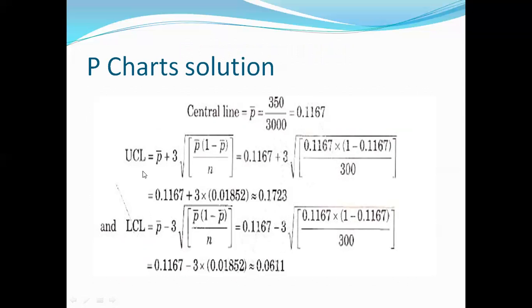Now the upper control limit is calculated with the help of this formula. The number of samples inspected is 300. So the UCL value will be 0.1723. The lower control limit value comes out to be 0.0611. So what will be the next step? The next step is to draw these three limits on a graph.